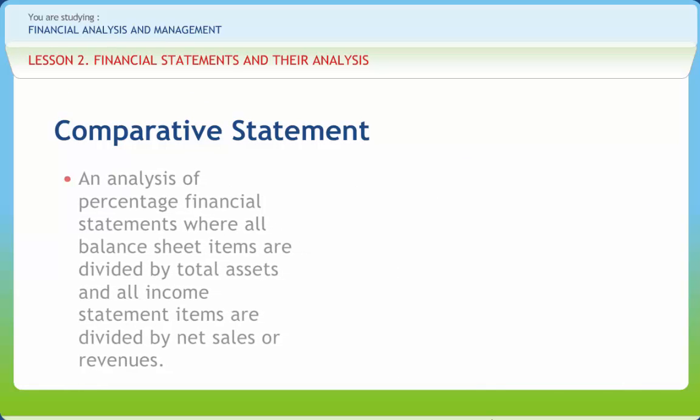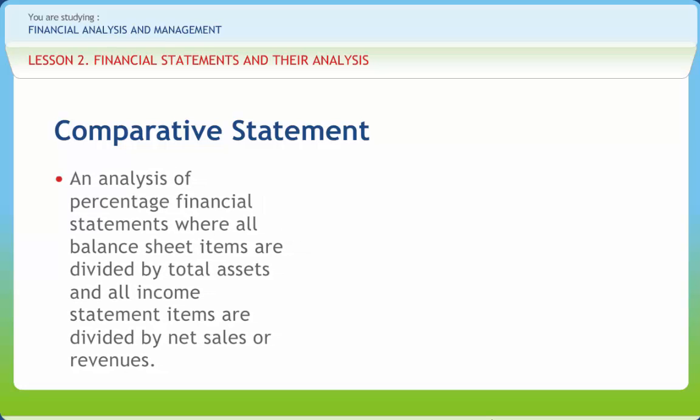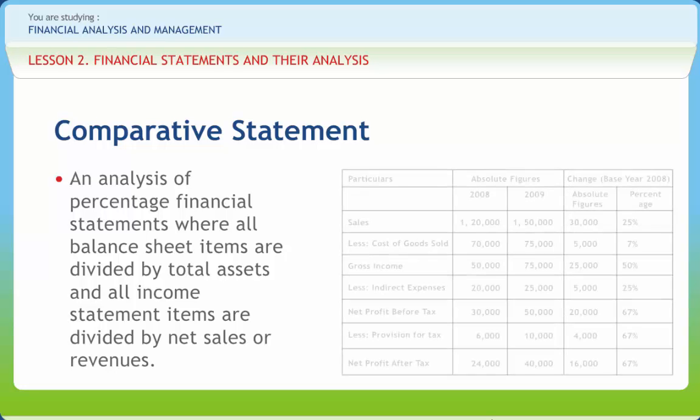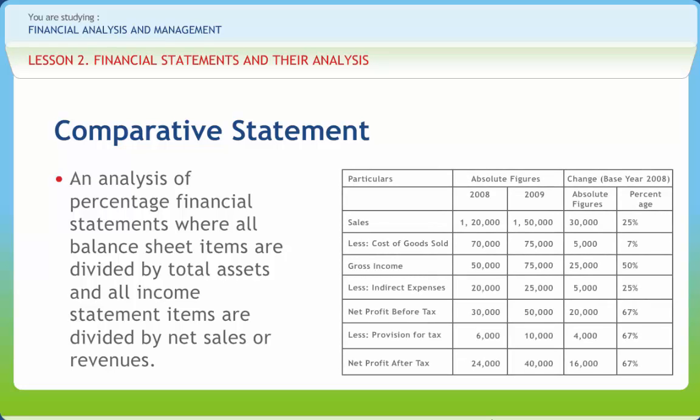An analysis of percentage financial statements where all balance sheet items are divided by total assets and all income statement items are divided by net sales or revenues. In order to achieve the objective, the management should compare its current performance with the performance of previous year and identify the plus and minus points of the business.